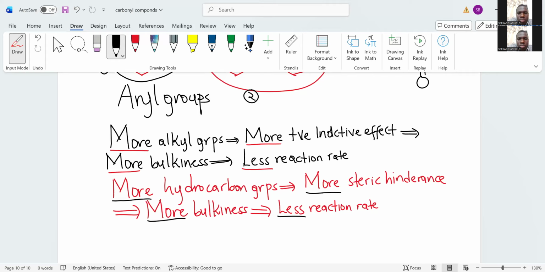However, if you are thin, small, you interact easily. You run fast, walk fast. So you have a higher rate of reaction.